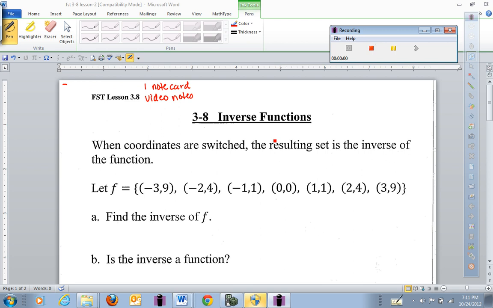It's time to learn about Lesson 3.8, which is going to be on inverse functions. For this lesson, you're going to need one note card, and you're also going to need your video notes paper that I provided for you.